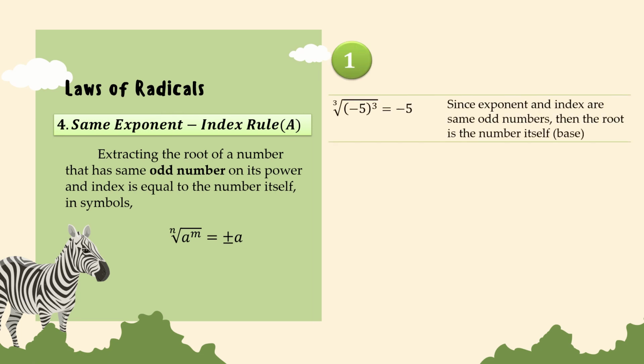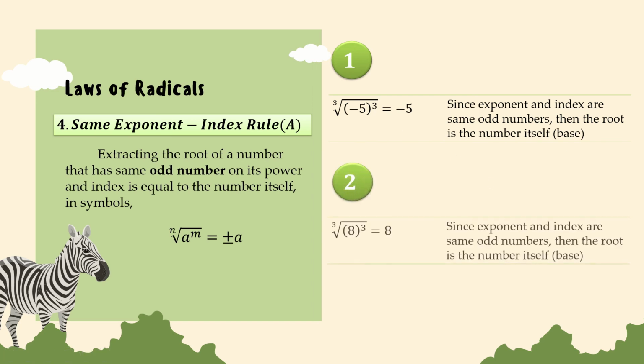Sample 1. Prani. The index is 3, the exponent is 3. Then the base is a negative number. So therefore, ang iyang result, negative. Since the exponent and index are same odd numbers, which is 3, then the root is the number itself or the base, which is negative 5.